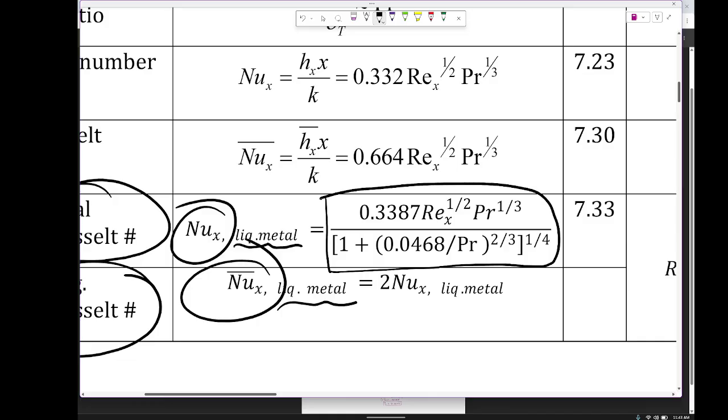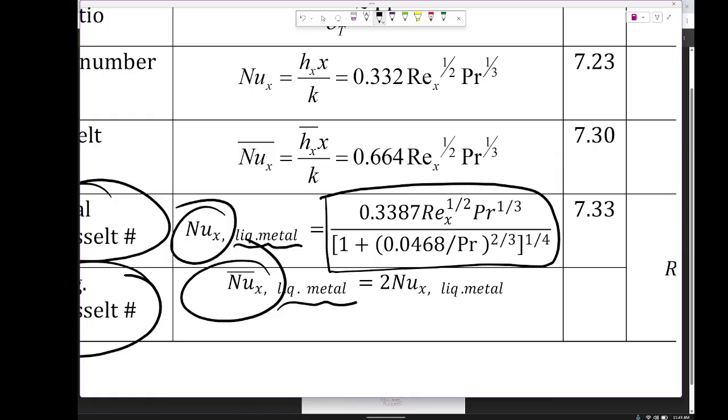Now take a look at that equation. Does it look really scary? It does. But if you're trying to find the Nusselt number for liquid metal and you know the Reynolds and Prandtl numbers, it's just algebra. It looks scary, but it's not too bad. You just plug the values in to get the Nusselt number, and from there you can find the value of h, and from h you can find the value of q.